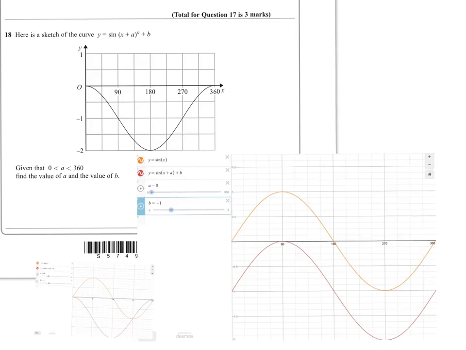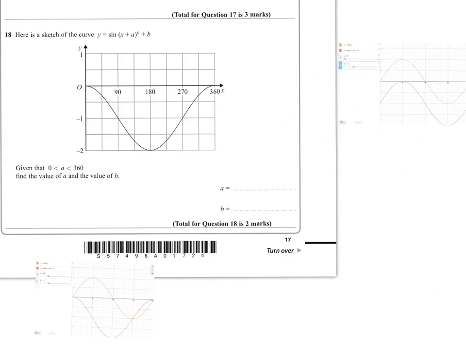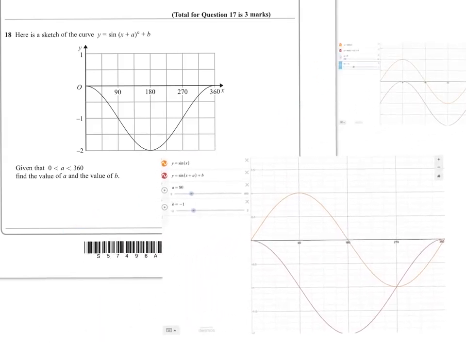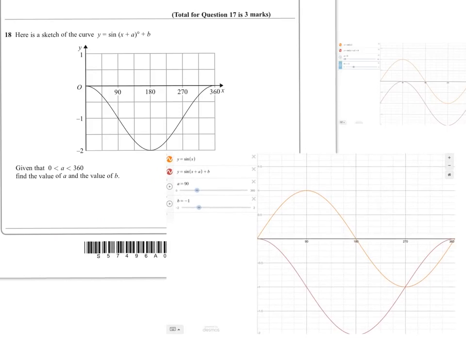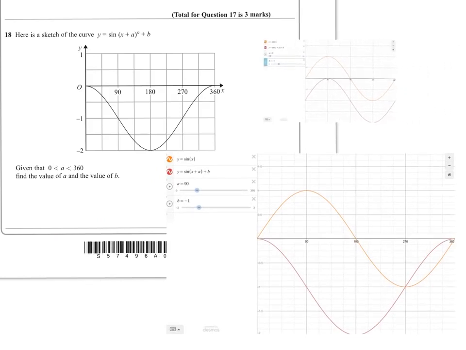Then what I did was I thought to myself, well, how could I get the red curve, which I had here, to look like this one? And I couldn't choose a to be negative because it told me I have to have it between 0 and 360. So I set it to 90. Now, if I have a transformation x plus 90, what that will do is it will translate everything 90 degrees parallel to the x-axis. So that's what I wanted to do, and that's exactly what happened.